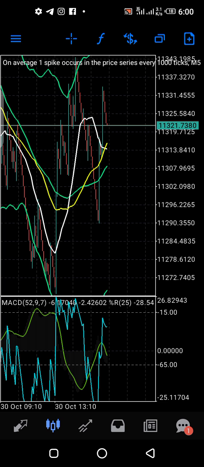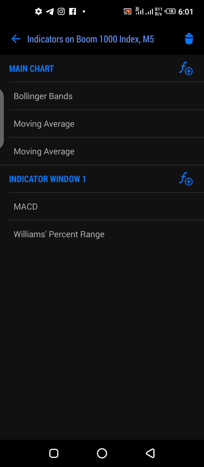Now, I'm using crash 500 and boom 500 as a case study here to explain this strategy to you. I hope you find this video lovely and interesting. Without bombarding your head with so many indicators, I'll be going through them. You can pause the video to check and make sure you set it the same way I'm setting it.